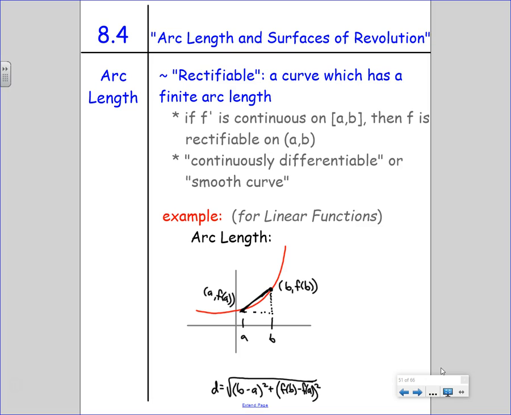If you guys notice, if I was to use the distance between 2 points formula, wouldn't that just be making a secant line? Right? f(b) minus f(a) over b minus a, that would be slope. If I was to use x2 minus x1 squared, plus y2 minus y1 squared, square root, I could find the distance diagonally.